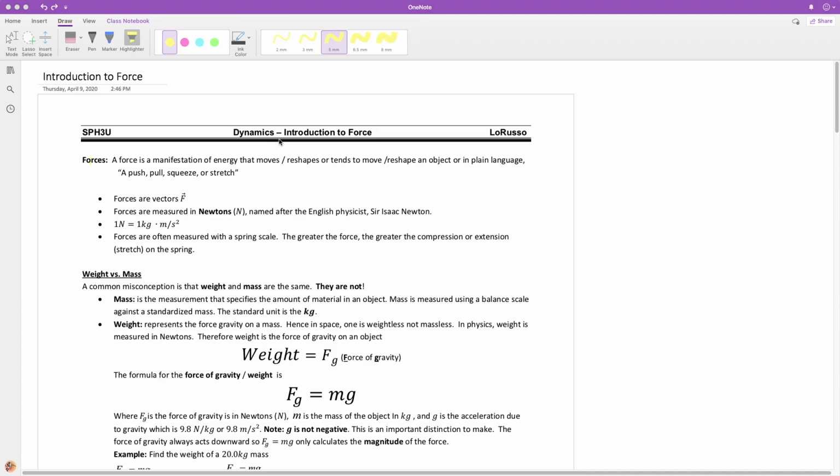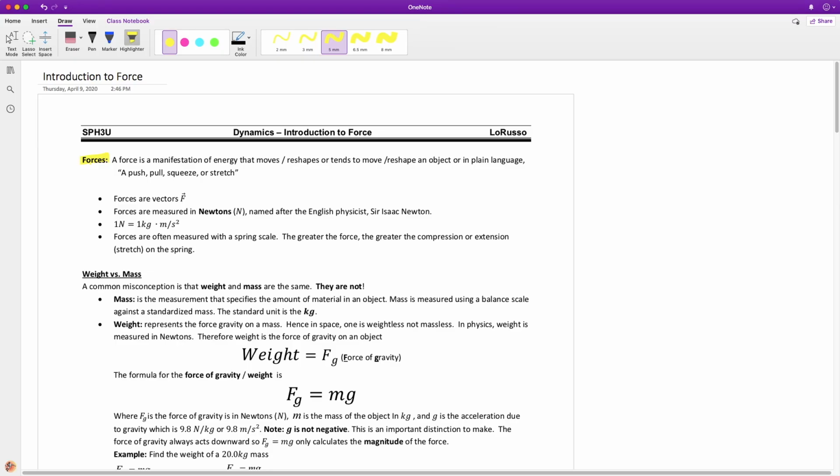Specifically, we are moving on to the next unit called Dynamics, which specifically is the study of forces. So let's talk about the difference between dynamics and kinematics first of all. Kinematics is the study of how objects move, where dynamics explains the reason why. So dynamics is basically a study of forces.